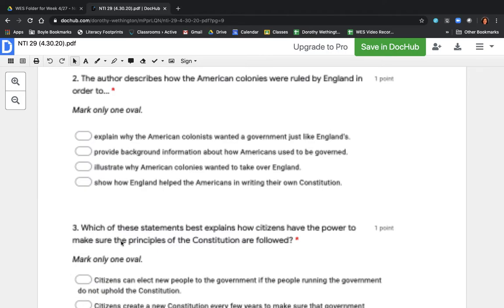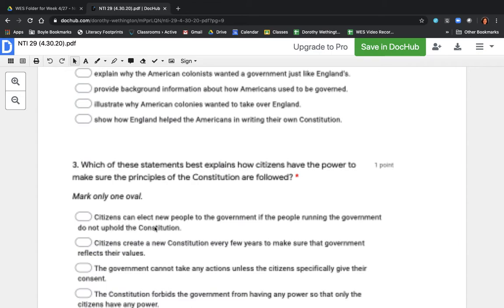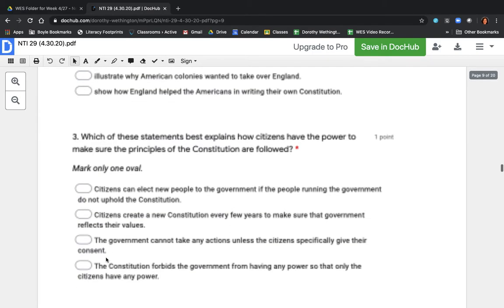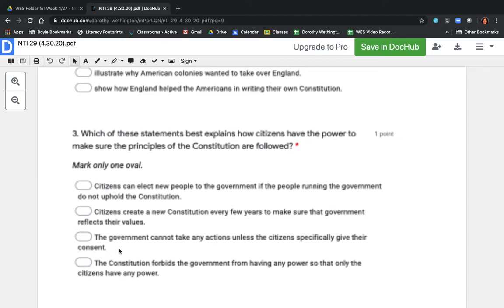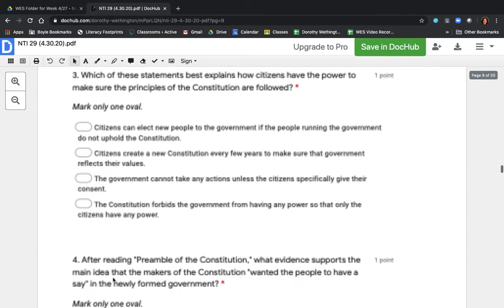Number 3. Which of these statements best explains how citizens have the power to make sure the principles of the Constitution are followed? Citizens can elect new people to the government if the people running the government do not uphold the Constitution. Citizens create a new constitution every few years to make sure that government reflects their values. The government cannot take any actions unless the citizens specifically give their consent. Or the Constitution forbids the government from having any power so that only the citizens have any power.